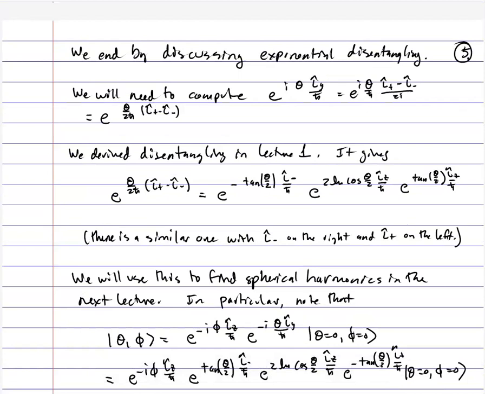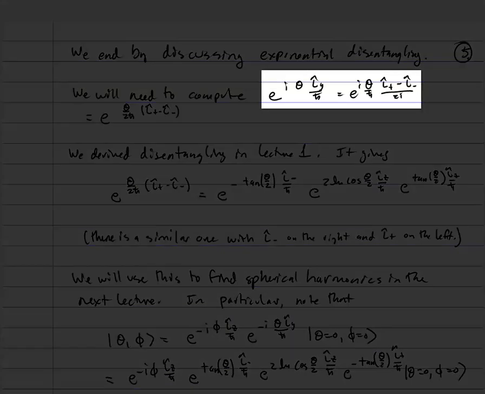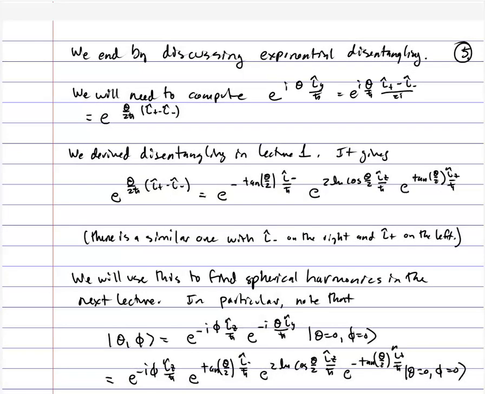It turns out that in order to get spherical harmonics, which is what we're going to talk about in the next lecture, I need to be able to evaluate e to the i theta Ly over h bar. But in general, that is not an easy thing to evaluate because, if I write it as e to the i theta over h bar (L plus minus L minus) over 2i, and I think about expanding that in a BCH or something like that, it doesn't work very well because the commutator of L plus with L minus is an Lz. The commutator of Lz with an L plus and an L minus is an L plus and L minus. And you can see the series will never end.